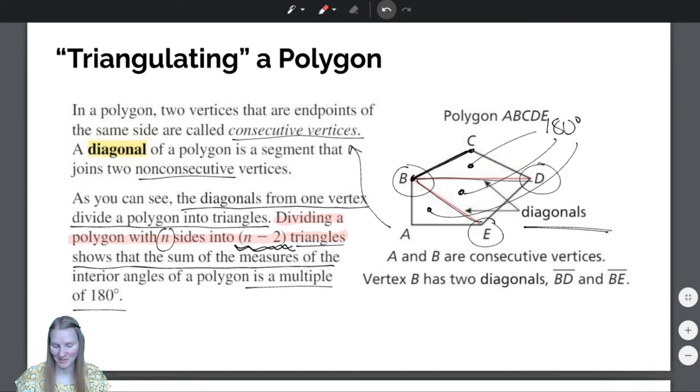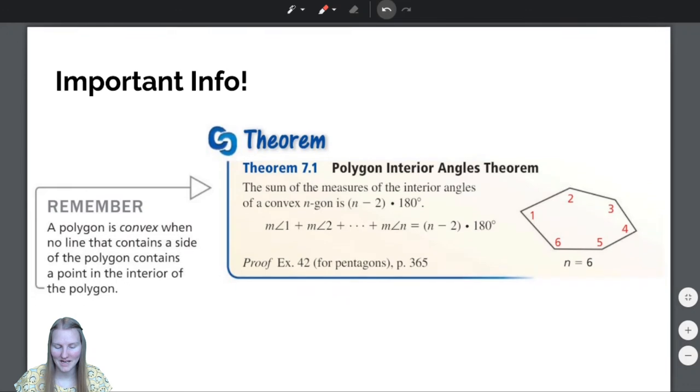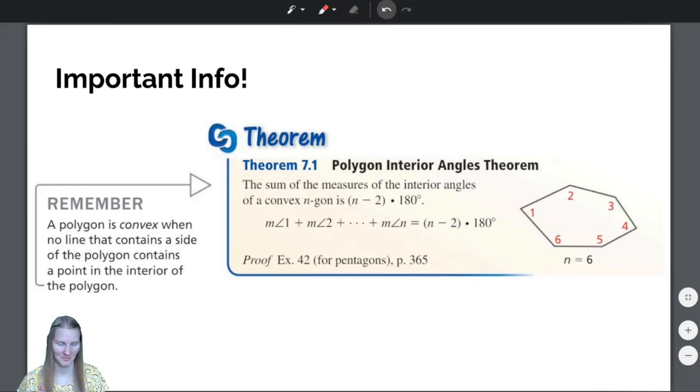Okay, so this brings us to the Polygon Interior Angles Theorem. The sum of the measures of the interior angles of a convex n-gon, remember from section 1.4 that an n-gon means a polygon with n number of sides, where n is a number. Could be 5, could be 12, whatever you want. So the sum of the measures of the interior angles of a convex n-gon is n minus 2 times 180.